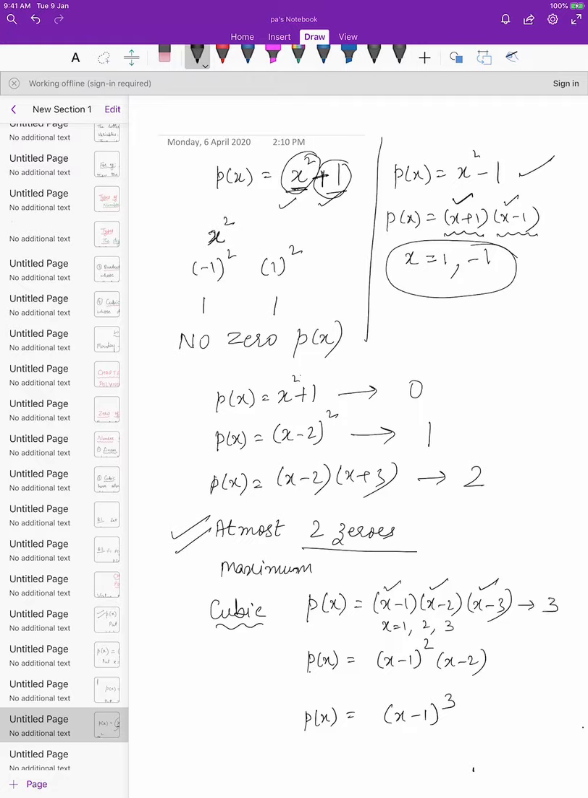In the second case, you can find only two values of x for which this polynomial is 0. One is x is equal to 1, the other one is x is equal to 2. In the third case, there is only one value of x for which this polynomial can reduce to 0, and that is x is equal to 1. So a cubic polynomial can have either 1 zero, 2 zeros or 3 zeros, but not more than 3 zeros. So I can say a cubic polynomial has at the most 3 zeros.